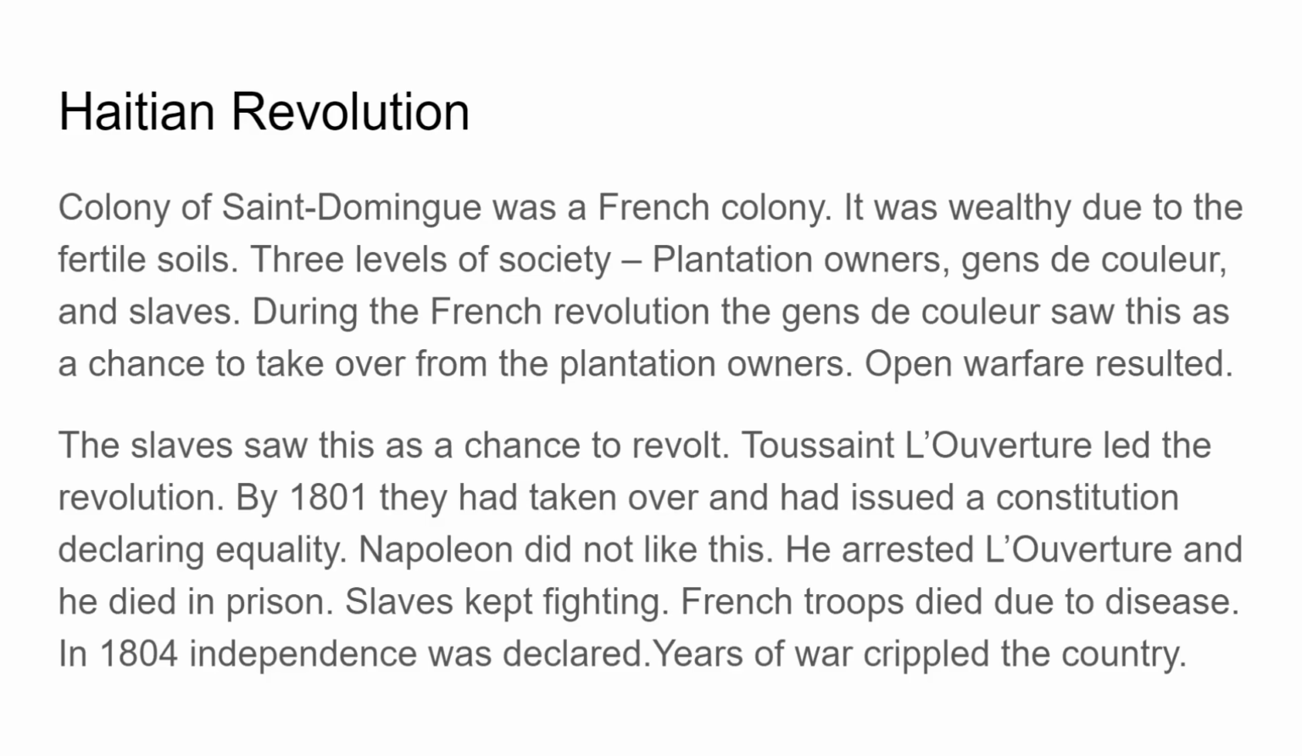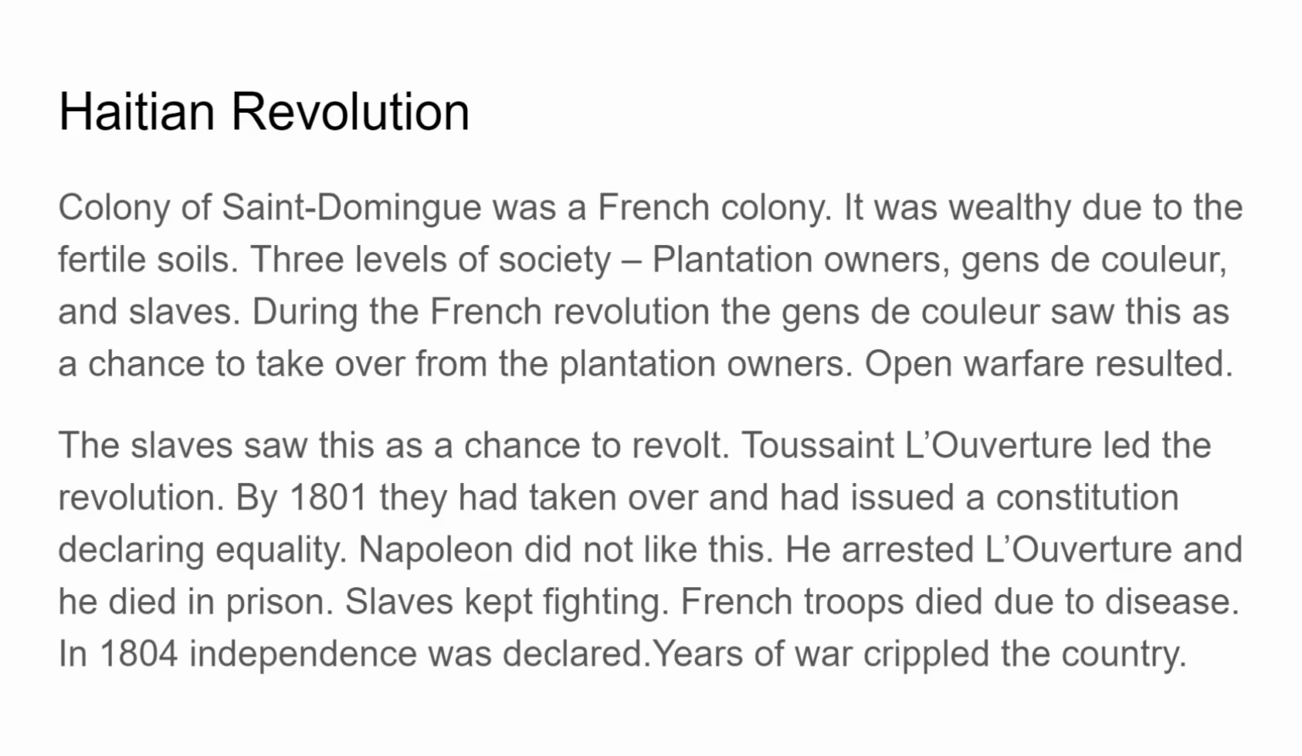However, there are three levels of society here. We have the plantation owners, who are white, largely French, probably almost exclusively French, I would imagine. We also then have a middle group called the gens de couleur. These are people of mixed race. They are going to be partly black, partly white. And then on the bottom, of course, we will have the slaves.